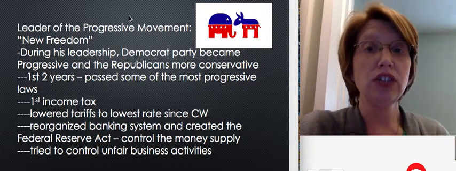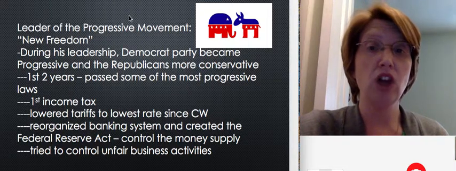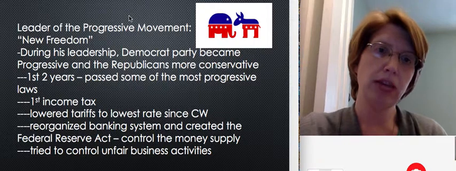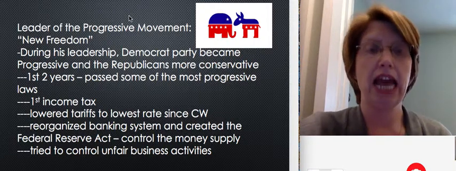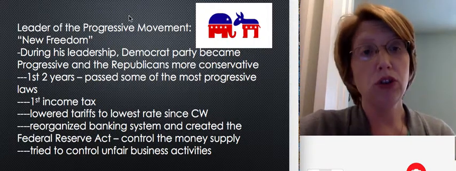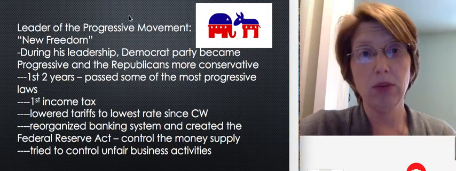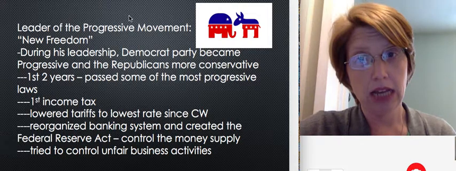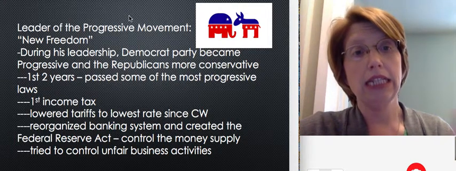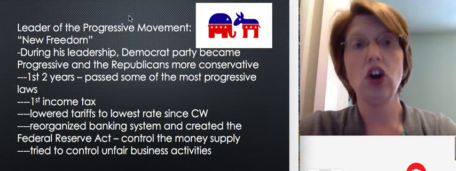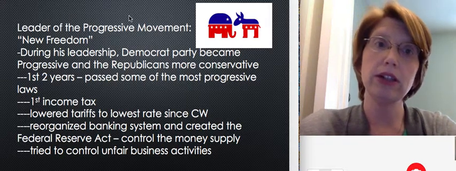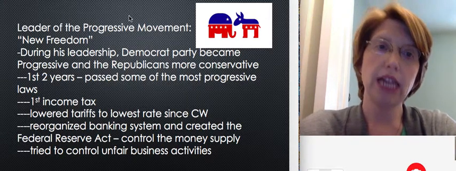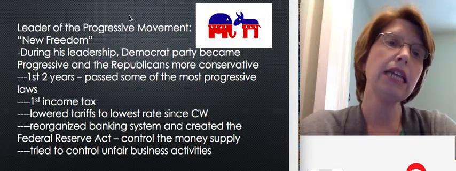So in his first 2 years, he passed some of the most progressive laws. The first income tax. Now you're about to stop me, and you're going to say, wait a minute, Taft did that. Yes, it was approved, but remember I told you something very important. I said that it got passed that they could have an income tax, but he did not institute it yet. He didn't start it. He just got it clear to where it's constitutional, but he didn't actually enact it. Wilson does. He enacts the income tax.